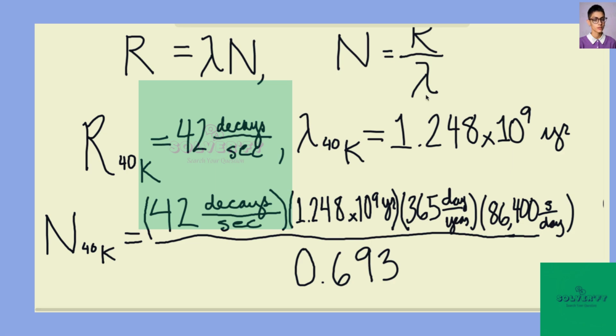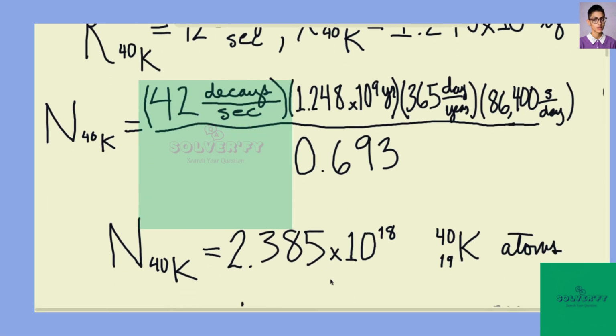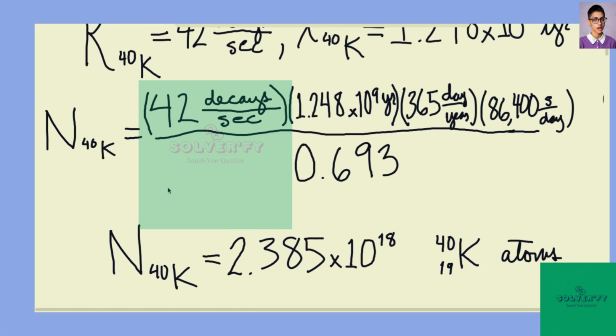And you'll recall that the expression for the decay rate involves a natural log of 2, which has the decimal approximate of 0.69. Since our decay rate is reciprocated in this relationship, this natural log of 2 ends up on the bottom. When you plug in all of these numbers, you'll find that the number of potassium 40 isotope atoms in this 1 liter glass of milk is 2.385 times 10 to the 18th.